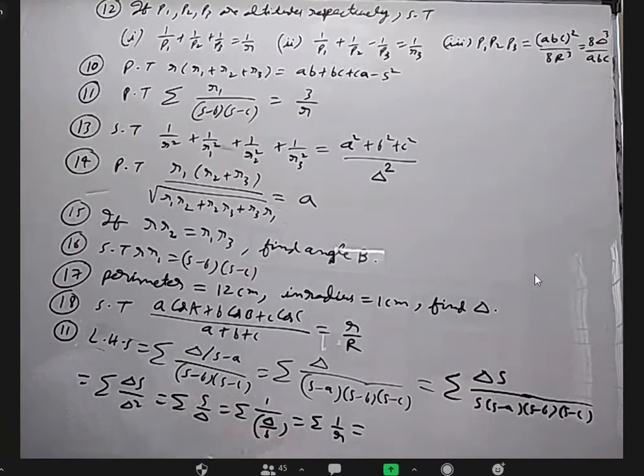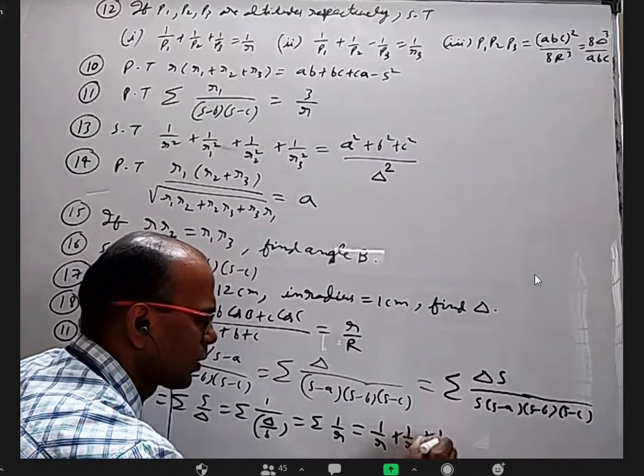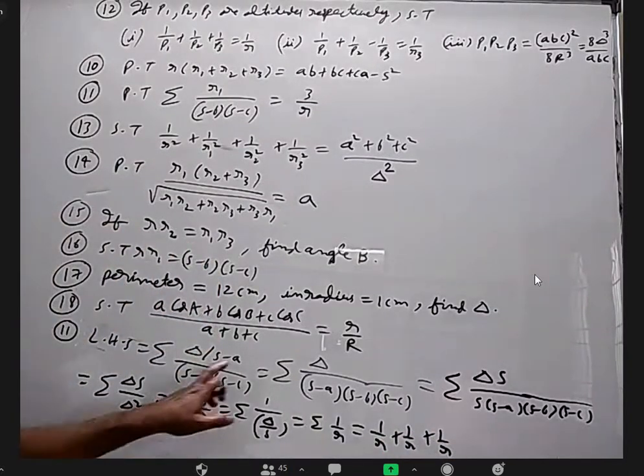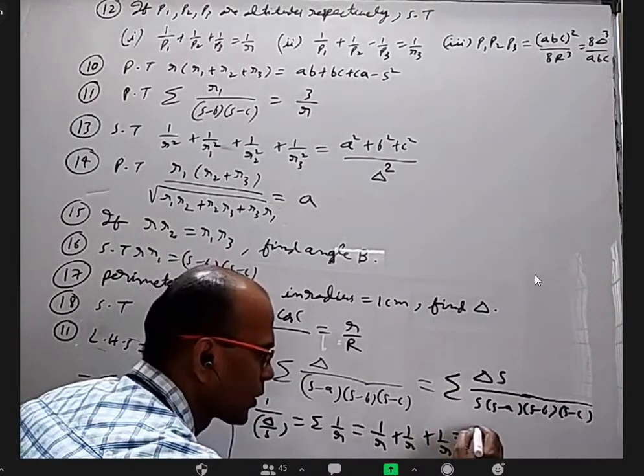Sigma 1 by R means you have to add 1 by R 3 times. So 1 by R plus 1 by R plus 1 by R, because whether you take A here and the next term, you will get it 3 times. So it is actually 3 by R.